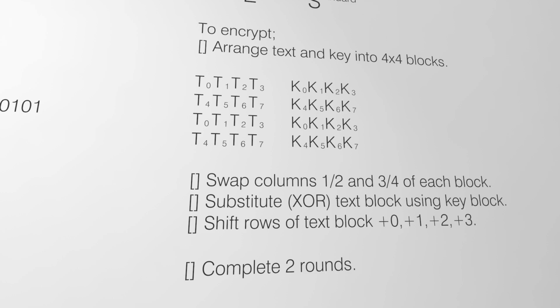Oh, the first... No. Okay, the first column gets shifted 0, and the second column gets shifted 1, and then the third 2, and the fourth gets shifted +3. Is that right? That would make sense to me, because they're 4, yeah, maybe. And then do that twice, with the second key. But that looks like a mess. It's gonna be tough to do.